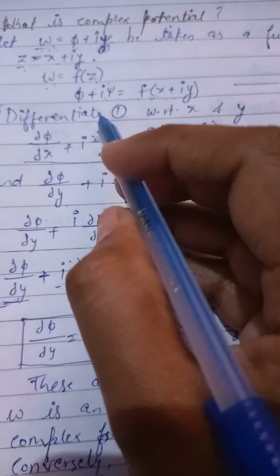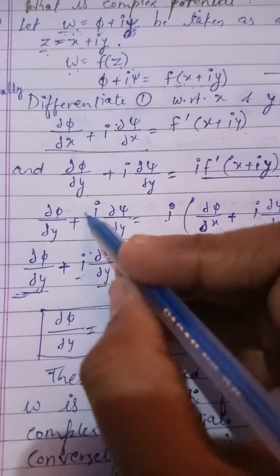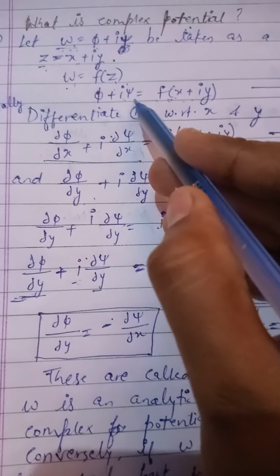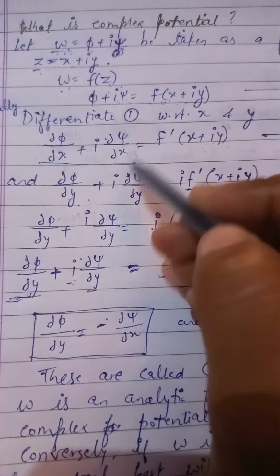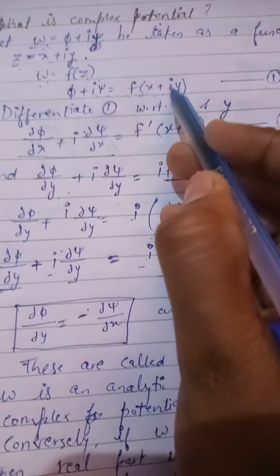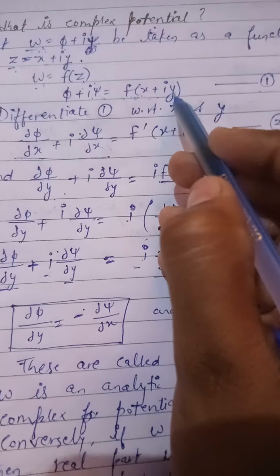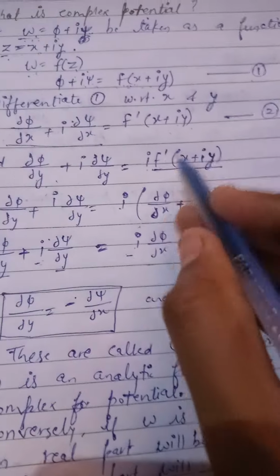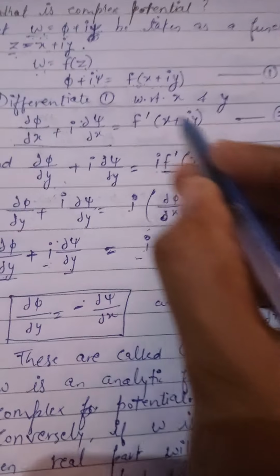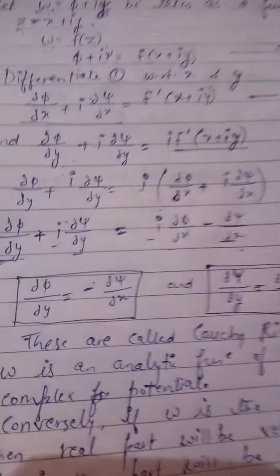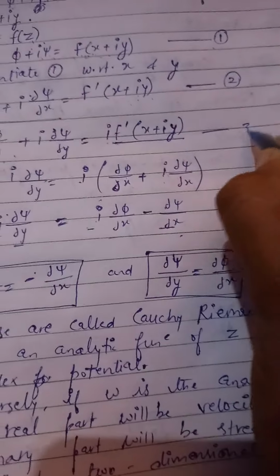And when we partially differentiate 1 with respect to y, we get del phi by del y plus i del psi by del y is equal to f dash of x plus iy, and this i, which is in multiplication with y, came here. Let's call this number 2.